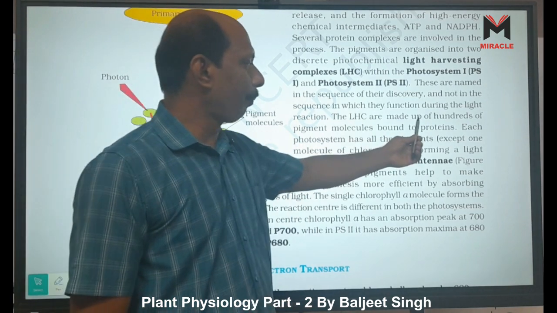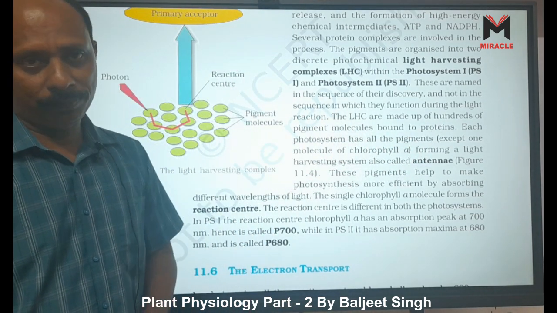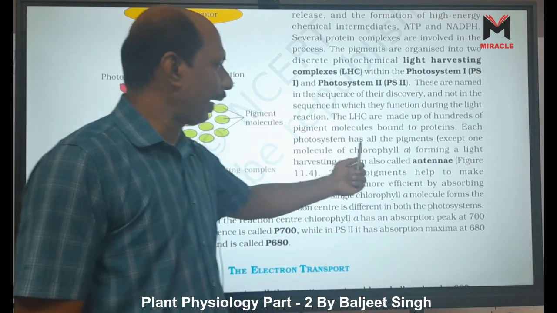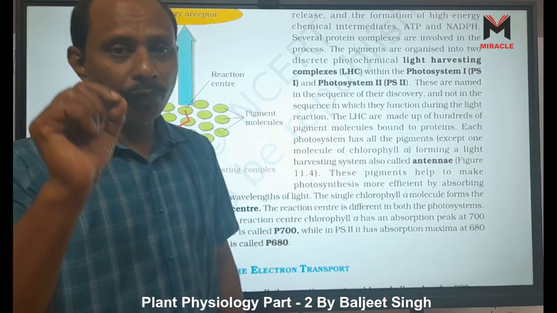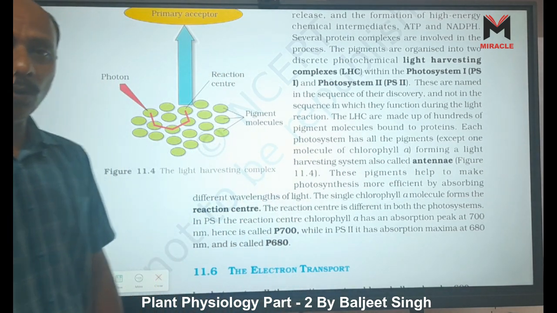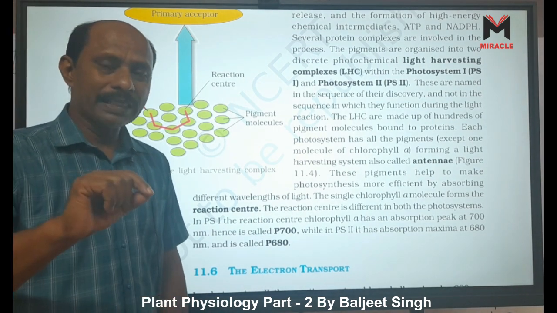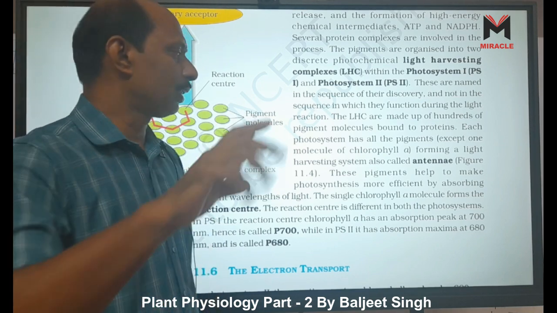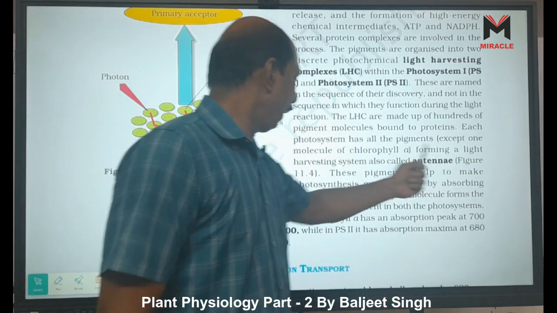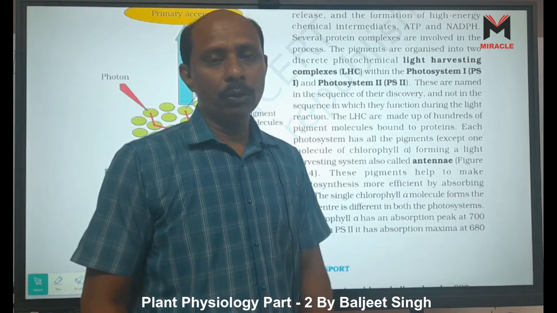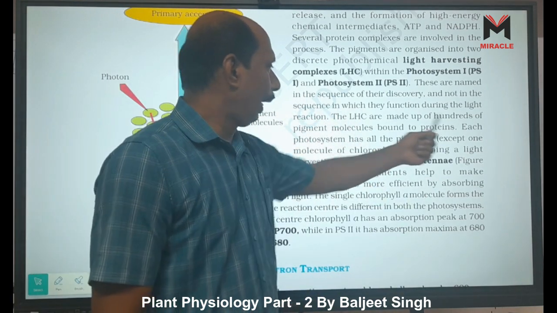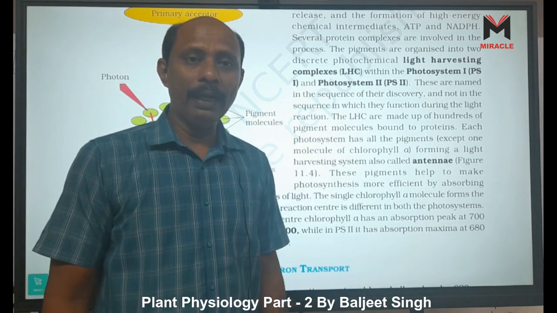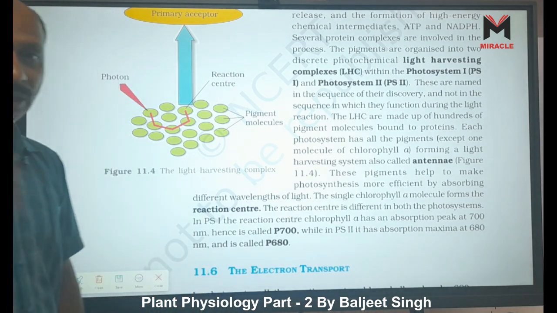The LHC are made up of hundreds of pigment molecules bound to proteins. Each photosystem has all the pigments except one. It contains chlorophyll B, xanthophyll, carotenoids and proteins, except one molecule of chlorophyll A. Chlorophyll A is the central molecule which forms a light harvesting system, also called antennae. So these hundreds of pigments bound to proteins are called antennae. Antennae means they can capture the sunlight.